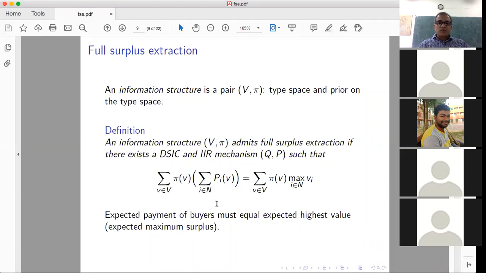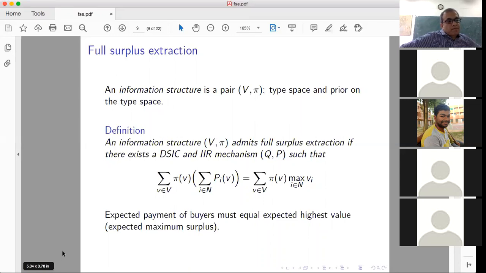Pointwise would have meant that the sum of p_i is equal to max of v_i, which is not possible unless you have full information. So it's not true that at every type profile we get the maximum. As you will see, that's not going to be true. But then the expectation will be less than the maximum? No, not necessarily. At some points we'll extract more.